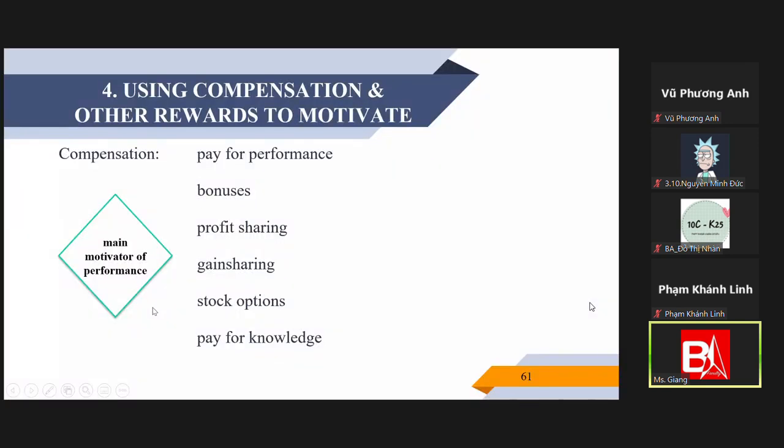Okay, the last part in our topic today is about using compensation and other rewards to motivate. Because we have talked about this part in the previous topic, I will go through it very quickly. We have a lot of ways to motivate employees through compensation policy. The first one, pay for performance. The second one, bonuses, profit sharing, gain sharing, stock options, and pay for knowledge.